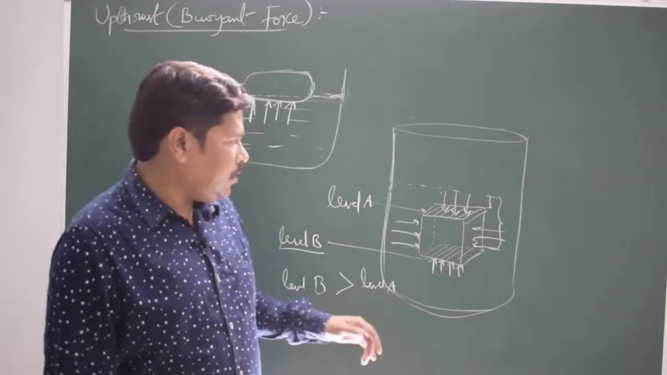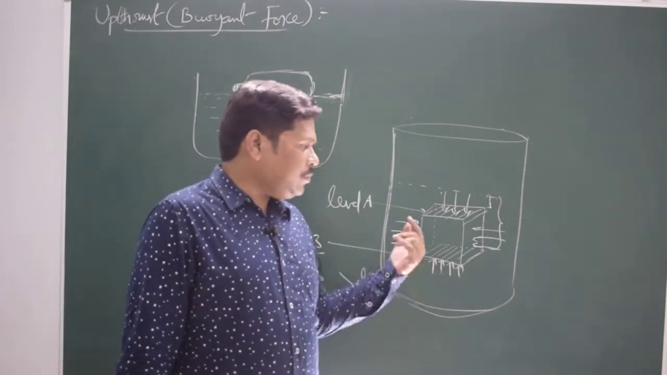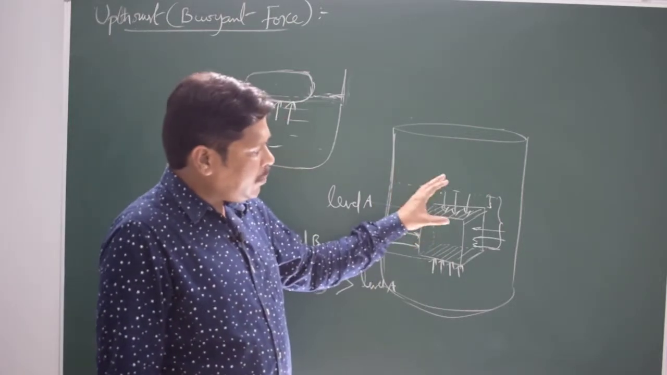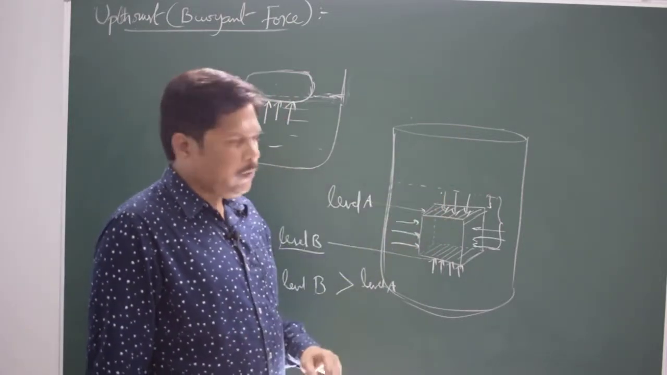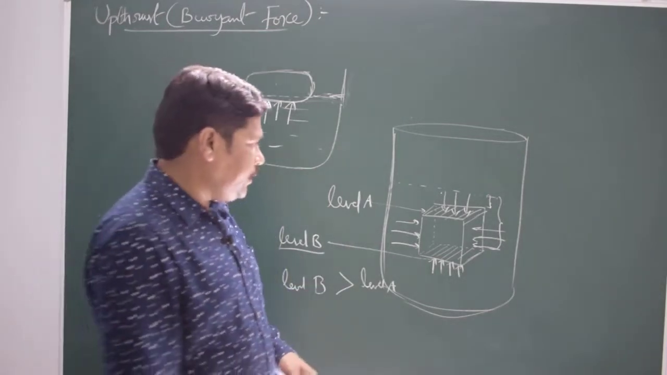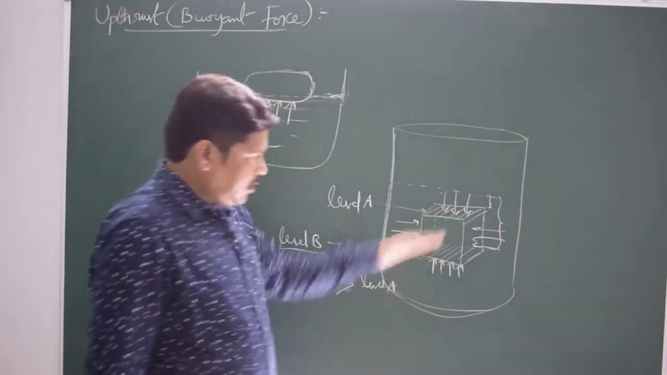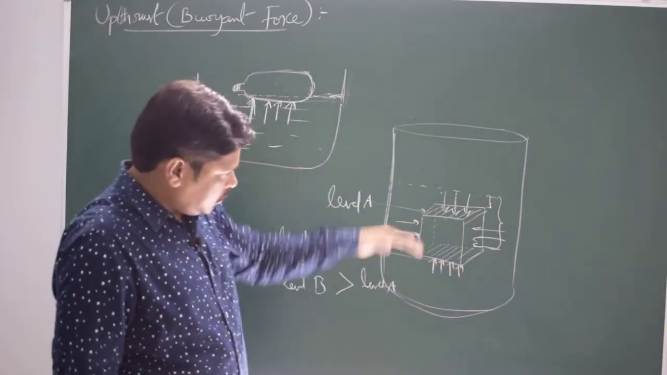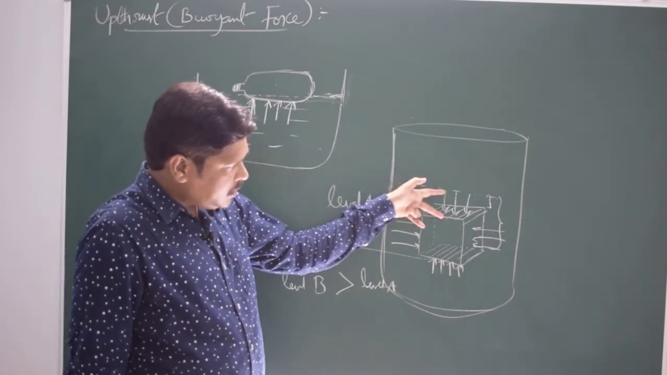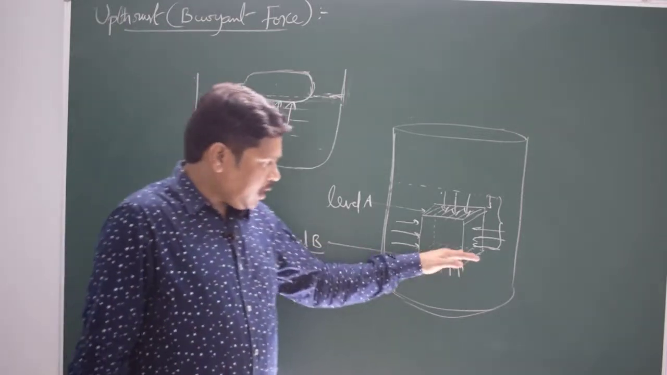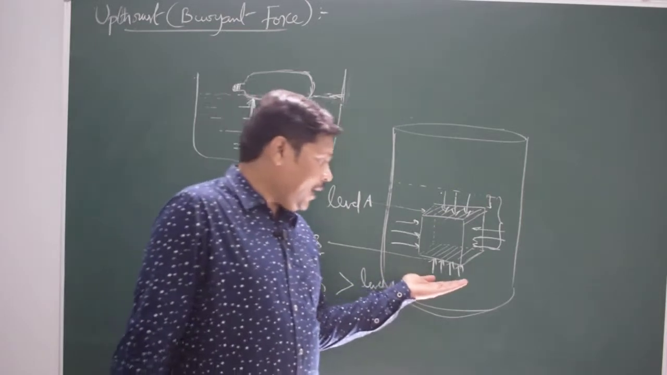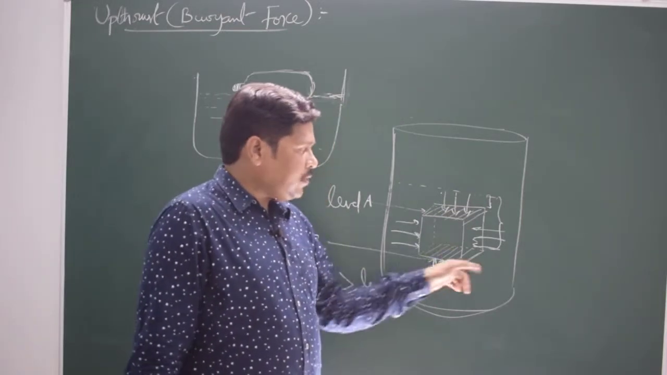To find out the reason for upthrust acting on an object when it is immersed in a fluid, I have taken a small cube immersed in a fluid. In the last class we learned about pressure in fluids. So I am taking two surfaces, the top surface and the bottom surface. The top surface is at level A, at less depth from the surface of the fluid, and the bottom surface is at level B, at greater depth from the surface of the liquid.